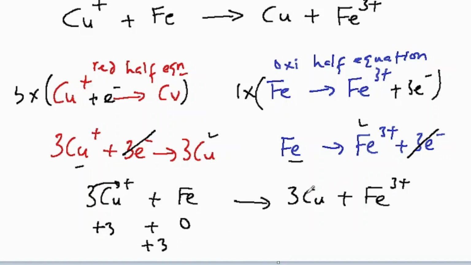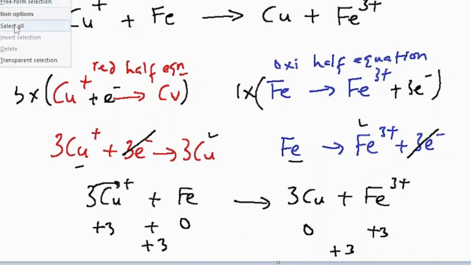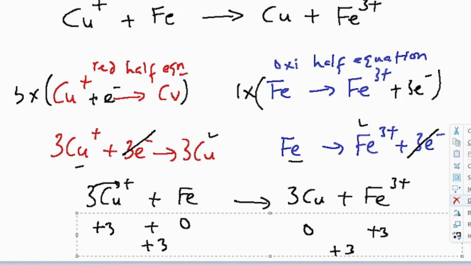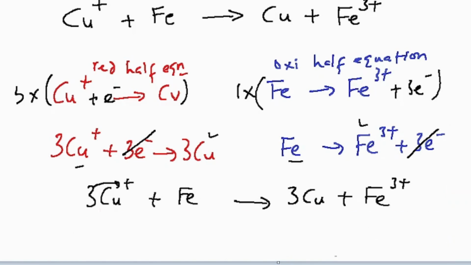So the total charge here is plus 3. All right, so let's consider the product side. The charge on copper is 0, and the charge on Fe3+ is plus 3. So 0 plus 3, that's plus 3. So charge-wise, this is also balanced. We have plus 3 charge on the reactant side and plus 3 charge on the product side. So our redox equation is balanced. So here is our final answer, and we've confirmed that it is balanced.